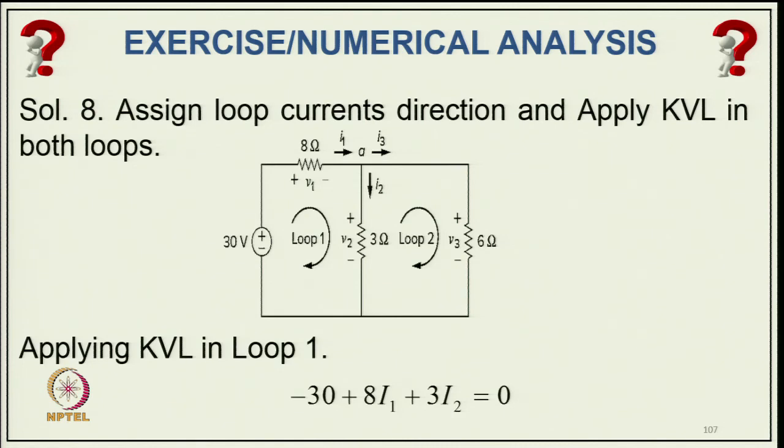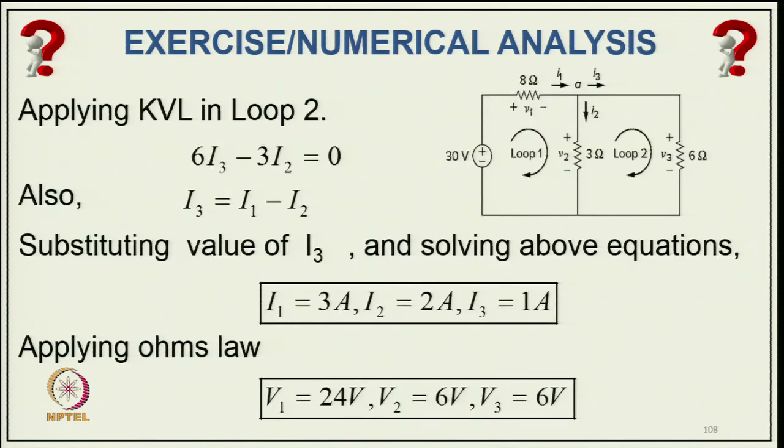So, assign the loop currents, directions for applying KVL in both loops. Applying Kirchhoff's voltage law in the first loop: minus 30, since the current is entering with the minus polarity of the voltage source, plus 8 I1, that is the drop across the 8 ohm, plus 3 I2, the current going through this resistance is I2, equal to 0.